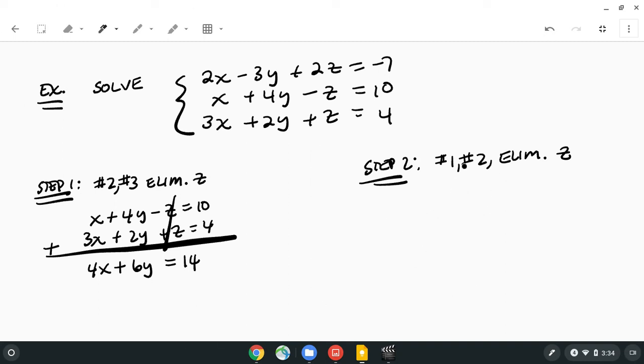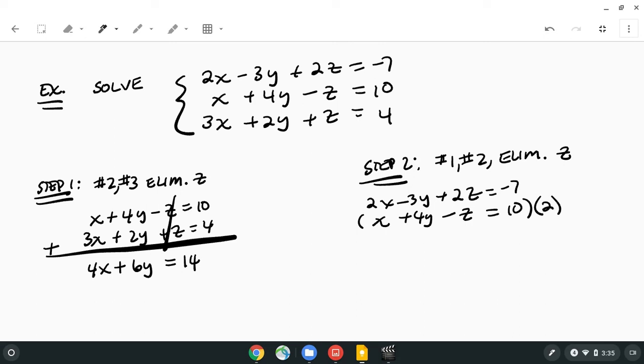And over here, I'm using number 1 and 2, so these two to eliminate z. 2x minus 3y plus 2z equals negative 7. x plus 4y minus z equals 10. All right, so right off the bat, the z's do not cancel out. They don't eliminate. I need to multiply this by 2. That way I'll have 2 and negative 2. So let me go ahead and multiply this entire equation here by positive 2.